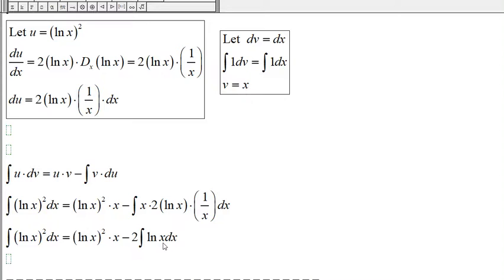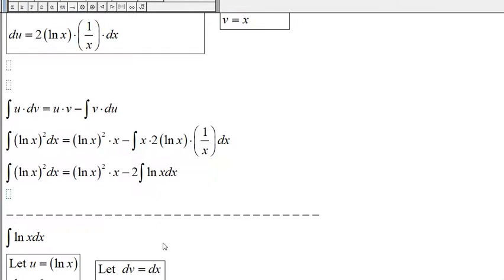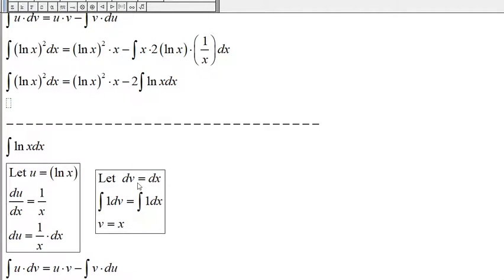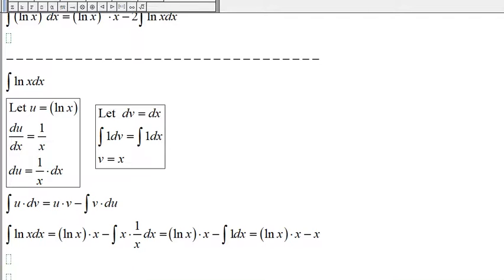And now we have to do integration by parts one more time for the integral of ln x. So let u be ln x. The derivative of u with respect to x is 1 over x, and so du is equal to 1 over x times dx. And once again, we let dv be dx, and v is x.